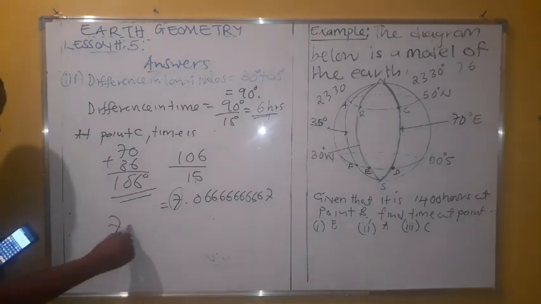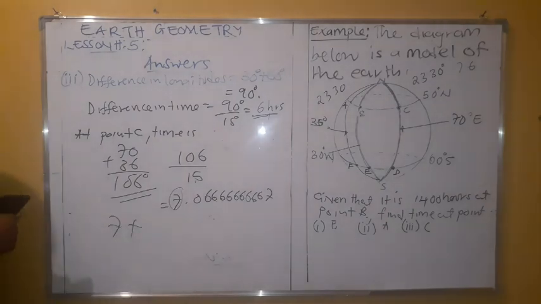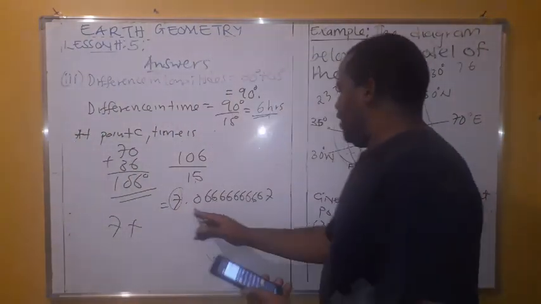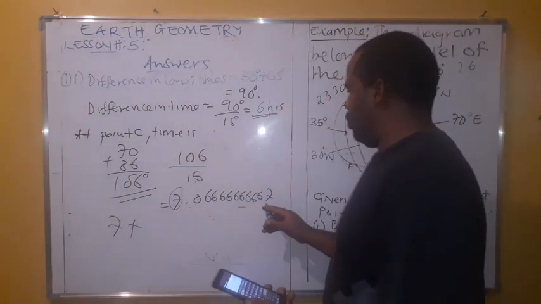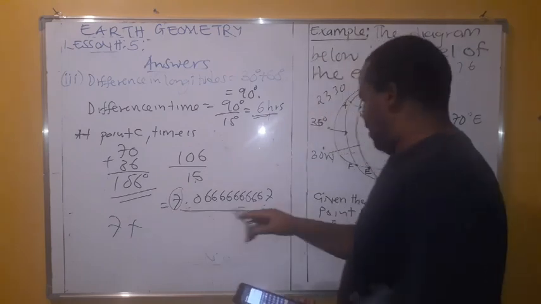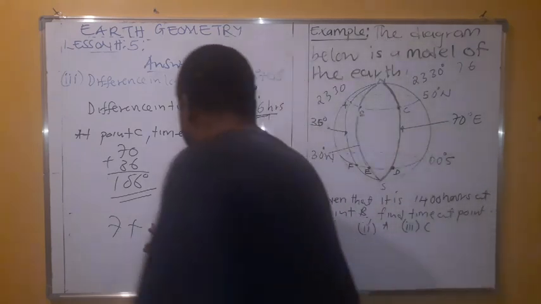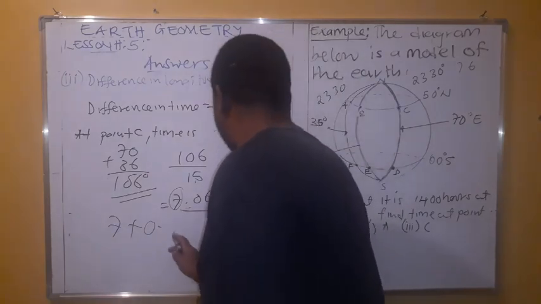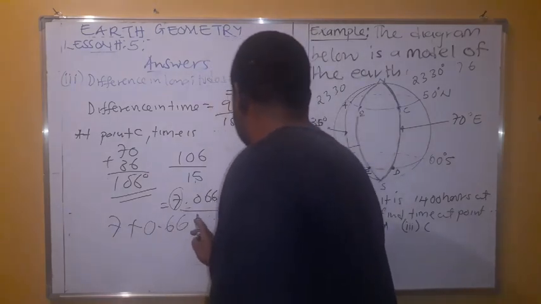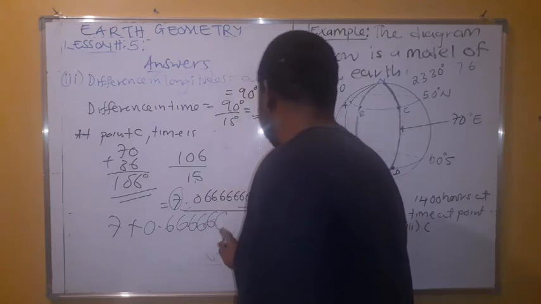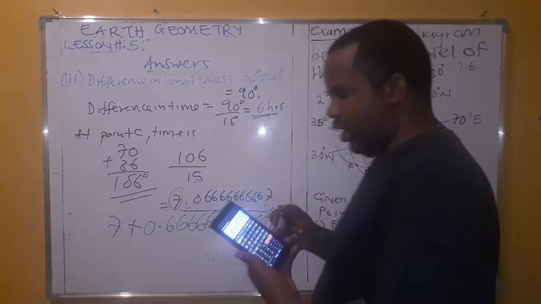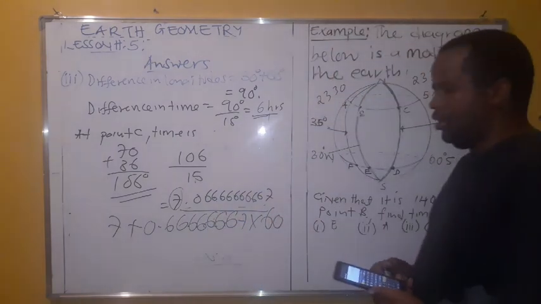So I've got 7 hours plus. So you convert this other part now into minutes, by saying 0.66666, whatever 6s that we have here, times 60 minutes. That's what you are going to get.